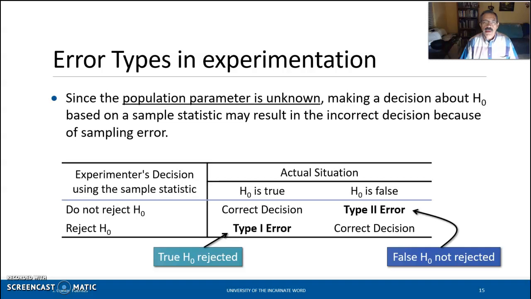This is part 3 of the Module 8 lecture. Here we're going to now introduce another important concept, which is the type of error in experimentation.